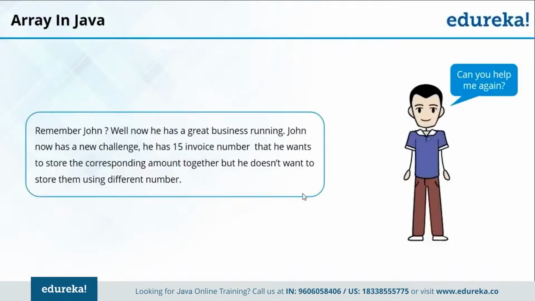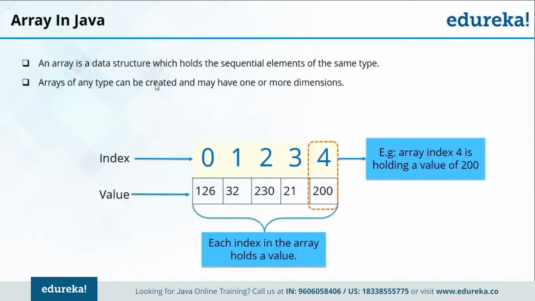So remember our good old friend John? John is facing a new problem now. Now John has 15 invoices that he wants to store with the corresponding amount, but he doesn't want to store them as different numbers. Now to solve John's problem, we have a data structure, that is array.